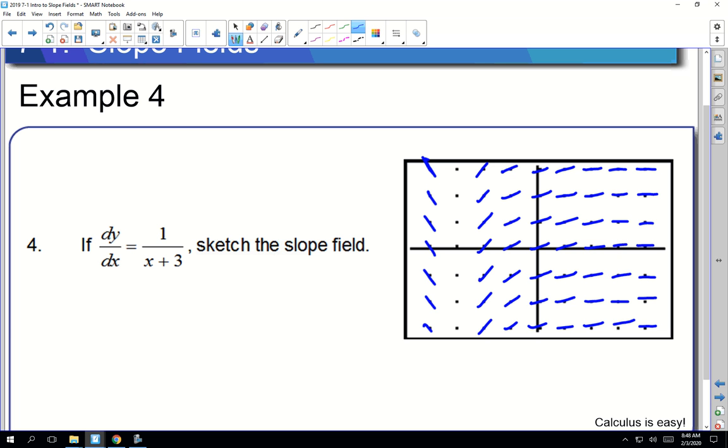You have any guesses what this function might be? Kind of have to think about the parent graph. At -3 it's undefined, so that would be a discontinuity in the differential equation.